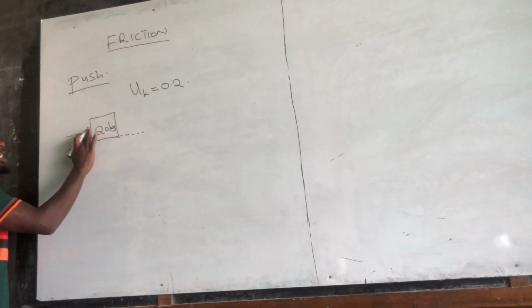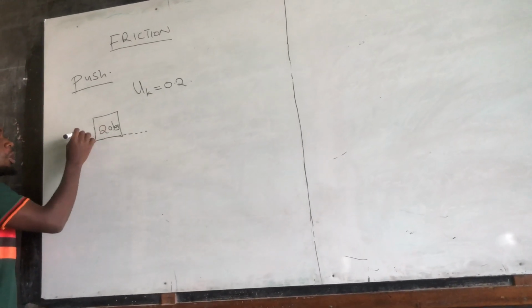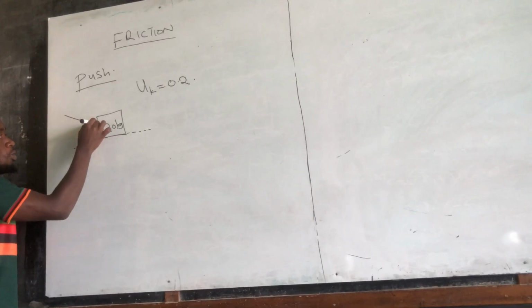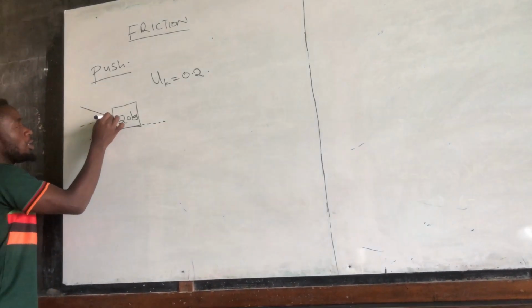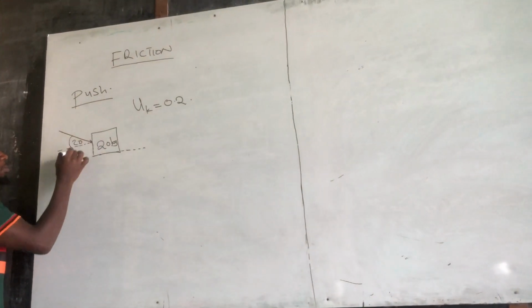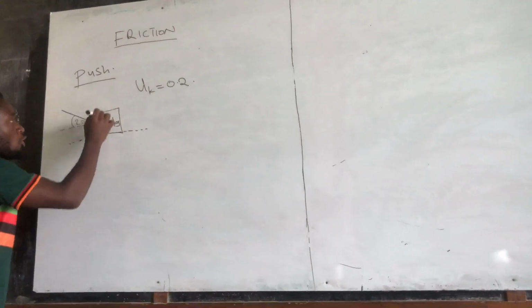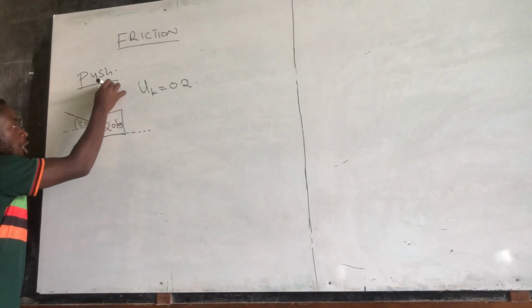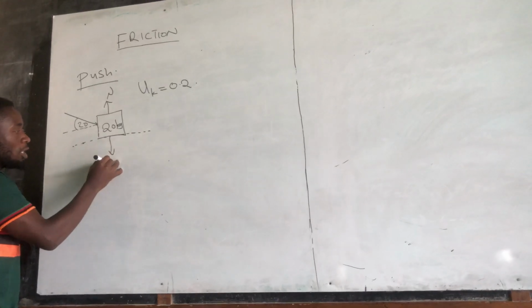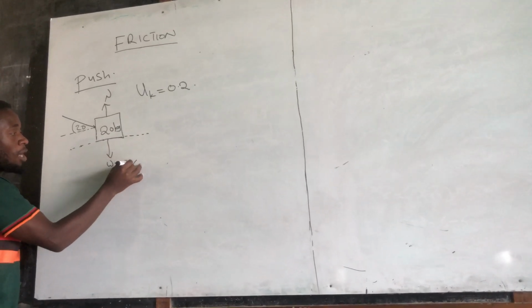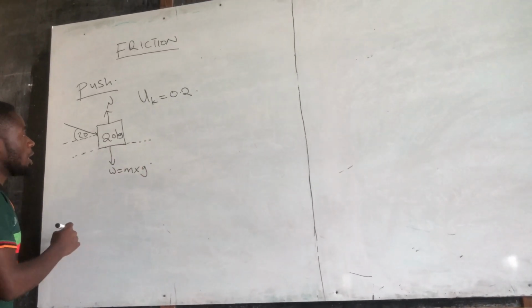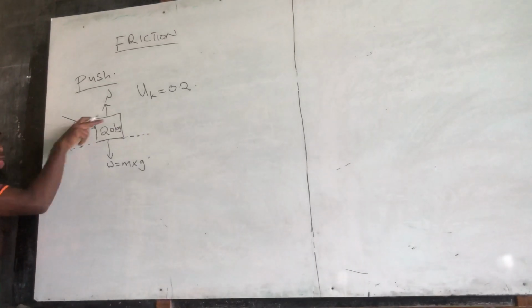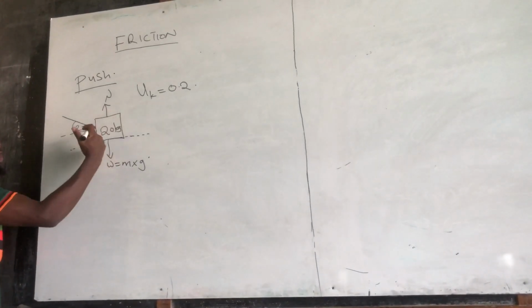Instead of pushing it directly, this person decides to push it at an angle, and let's say the angle is 20 degrees. Here automatically we have the normal force, and here we have the weight, which is the mass multiplied by gravity. Because you want to push it in this direction, the frictional force will be opposing.